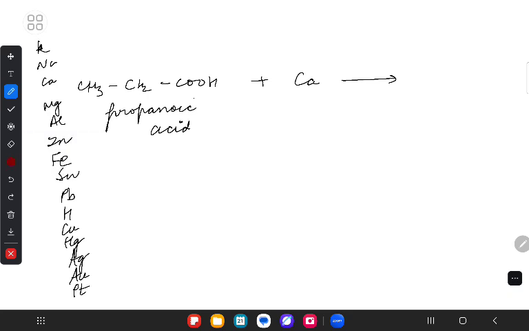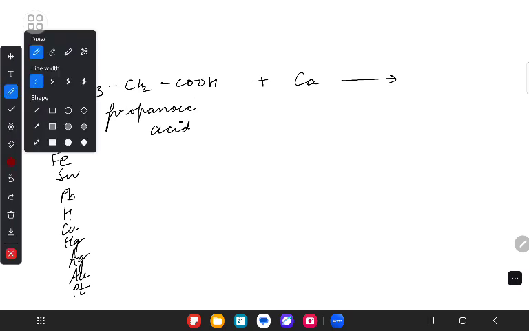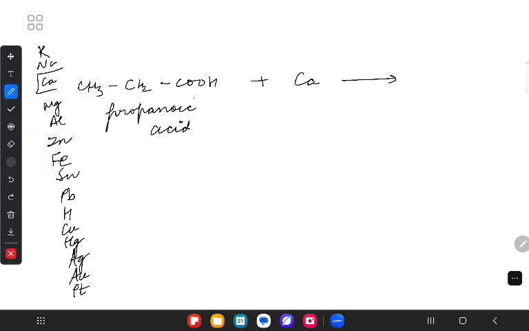So obviously calcium lies here. And what will that calcium do? Tell me. Calcium is a group two element, atomic number 20, so its configuration is 2, 8, 8, 2. It's group two. So it's going to lose two electrons.